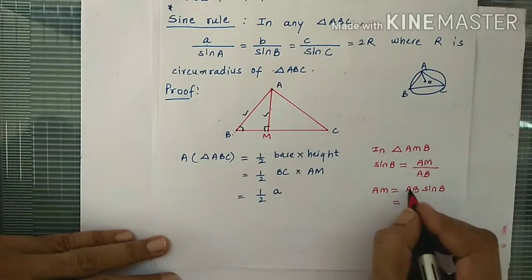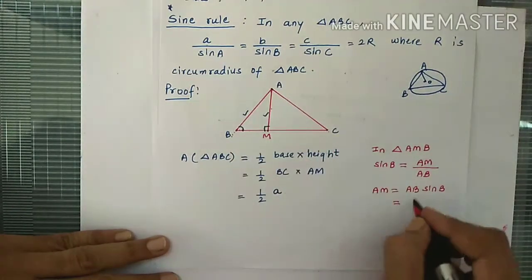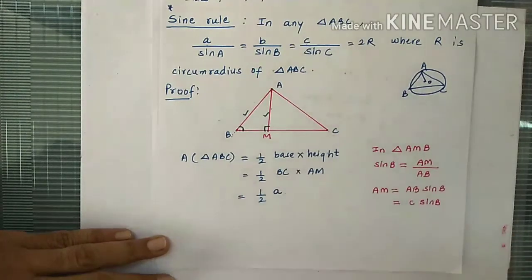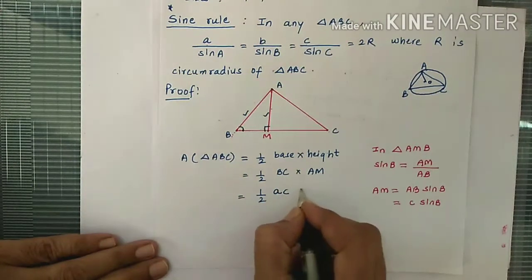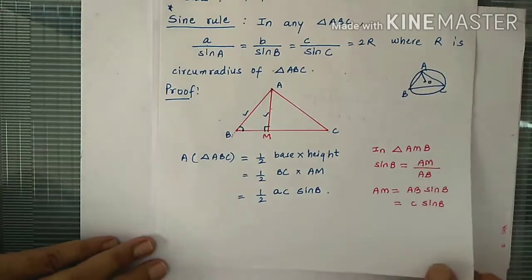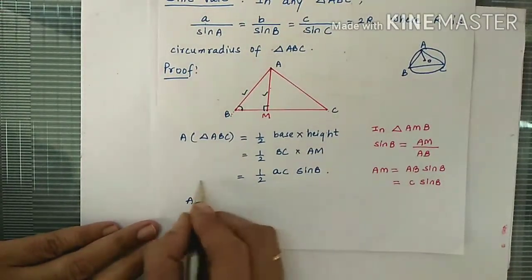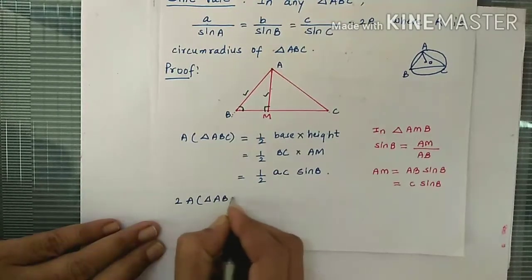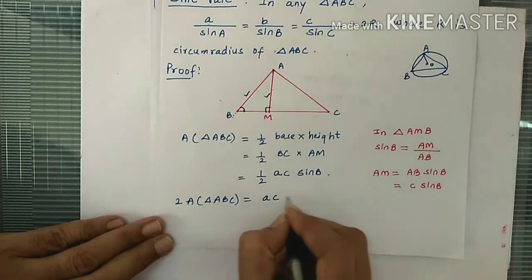But what is AB? AB lies opposite to angle C, so by our convention it is c sine B. So the area is half AC sine B. Let's multiply both sides by 2. So 2 into area of triangle ABC equals AC sine B.